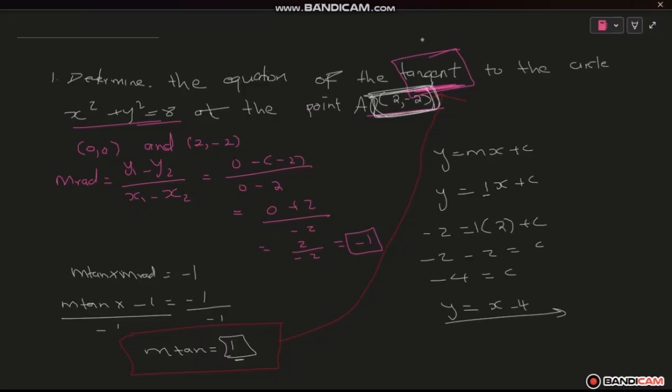So you must follow those three steps. You start by finding m radius using the point of contact and the center. Then you use m tangent times m radius equals -1 to find m tangent, substituting the answer that you got in step number 1. Then after that, you substitute m tangent on the formula. For you to find the value of c, you must use the point of contact as I've done here. So please make sure that you follow those three rules. That's how you will be able to determine the equation of the tangent.